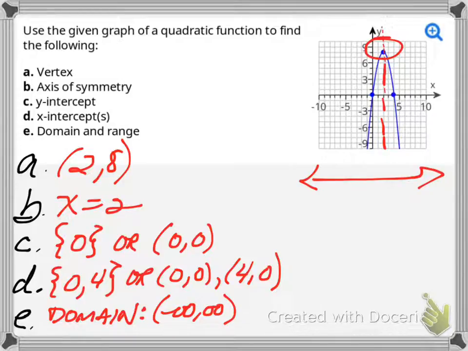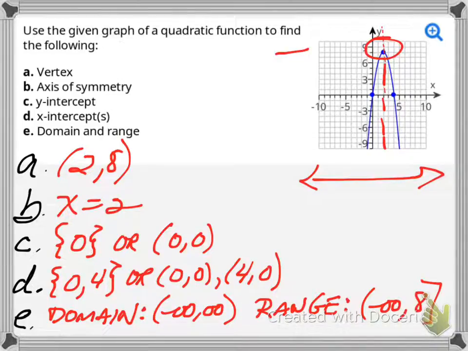And finally, the range. If you were to list all of the points out, the range is represented by all the y values. Well, the largest y value is 4. And this parabola goes all the way down to negative infinity. So it goes from negative infinity to 4.